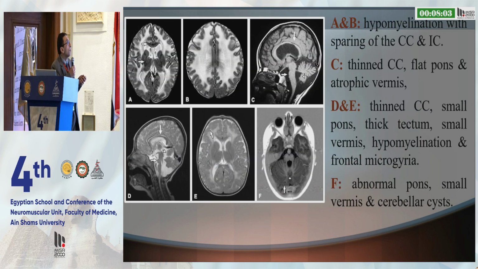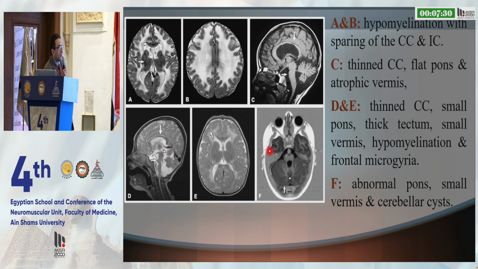As an example, in figure A and B, this is hypomyelination of the white matter with sparing of the corpus callosum and the internal capsule. In figure C, thin corpus callosum and atrophic vermis and flat bones. D and E, also thin corpus callosum, hypomyelination and microgyria of the frontal area with atrophic bones and atrophic vermis.